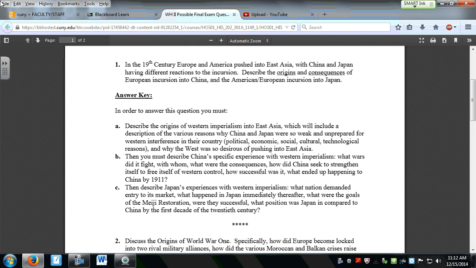Once you've done with the consequences of Western interference in China, then you switch to the consequences of interference in Japan. Same thing that you did with China, you do with Japan. You start off with, what nation demanded entrance into the Japanese market? How did the Japanese react to this demand?